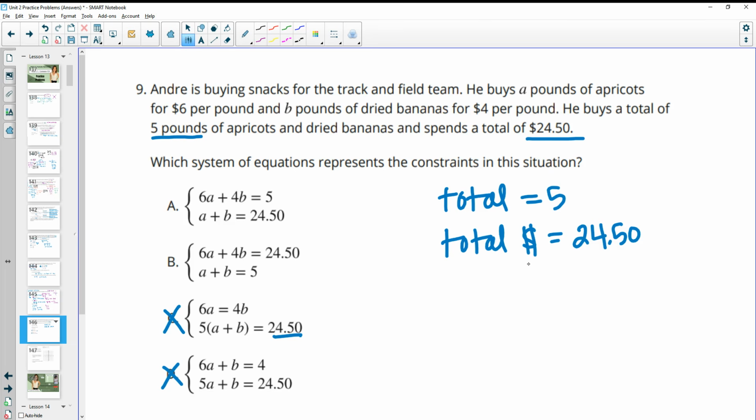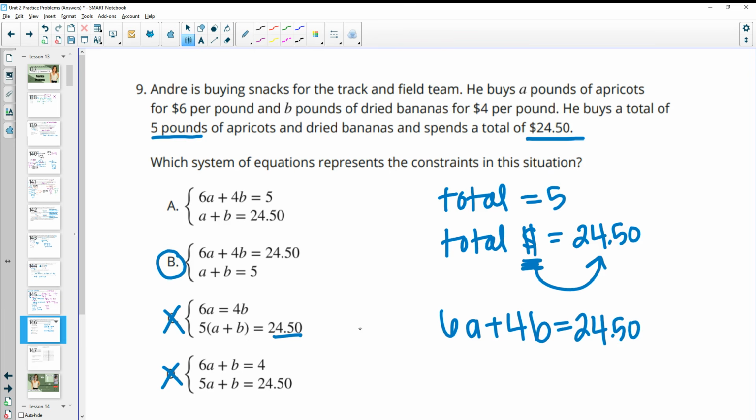Then when we look here, we want the money going with 2450. So we want this to be $6 per apricot, and $4 per banana is going to equal that 2450. So we want to multiply 6 times the number of apricots and 4 times the number of bananas that we buy, and we see that in B. So the number of apricots plus the number of bananas is 5, and the money we spent on apricots plus the money we spent on bananas equals the 2450.